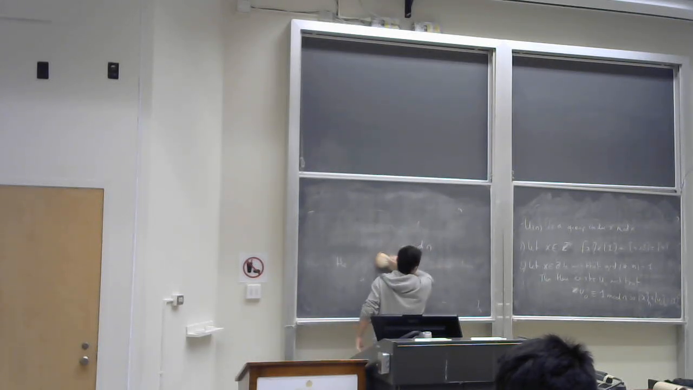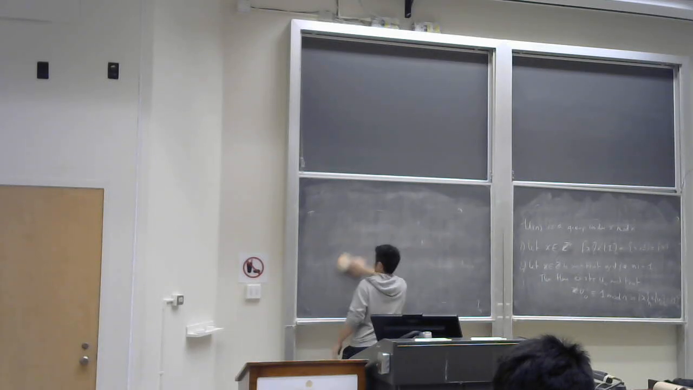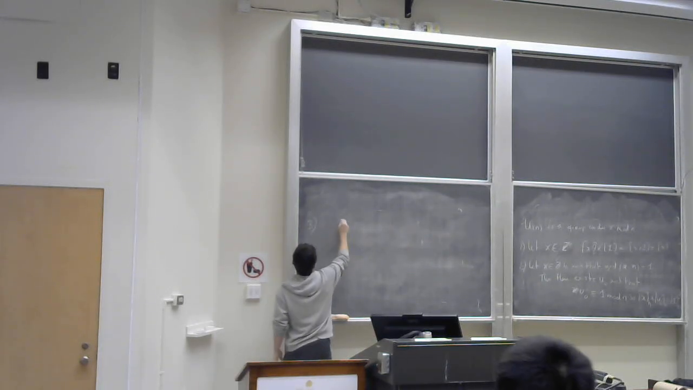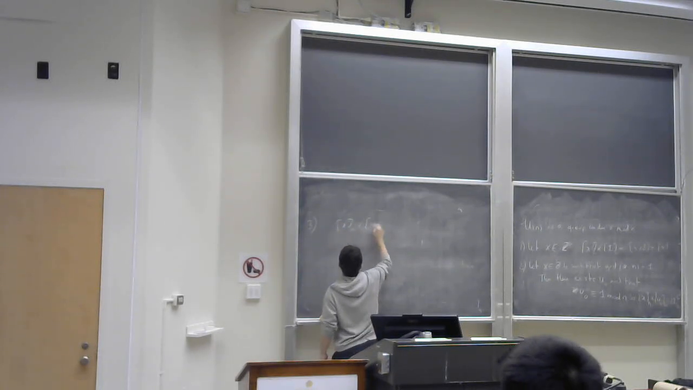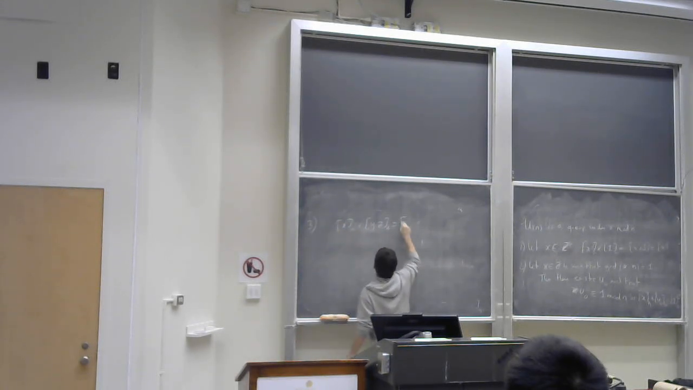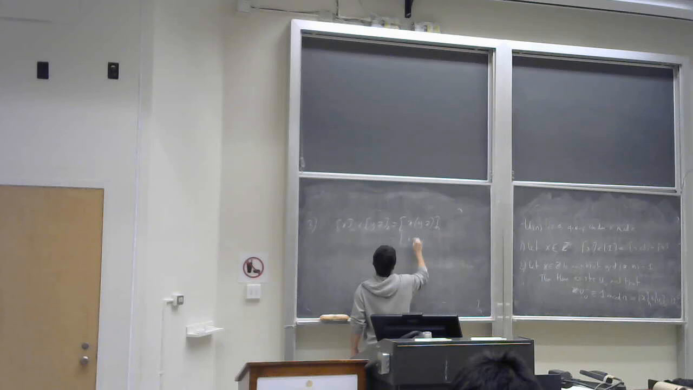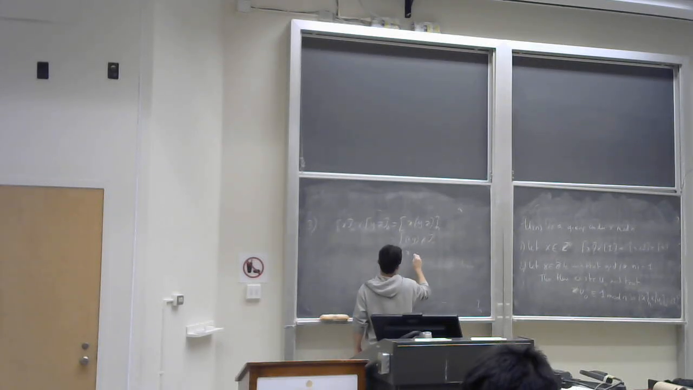Now the multiplication is clearly associative. I think I've proved it; I've shown how to get there. So let's take any classes: the class of x times the class of y times the class of z is equal to the class of xy times the class of z, which is equal to the class of xyz.